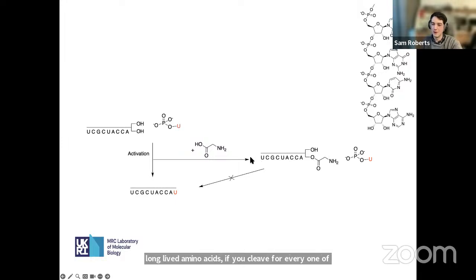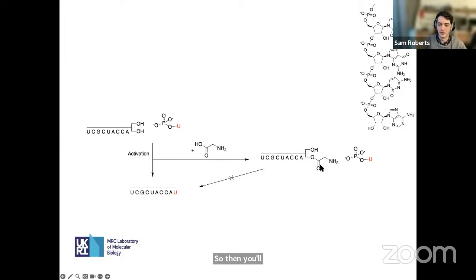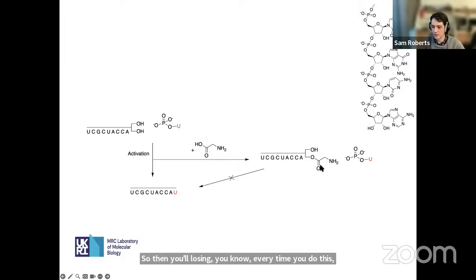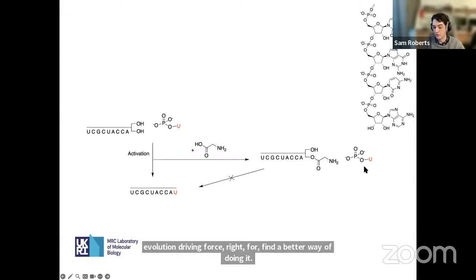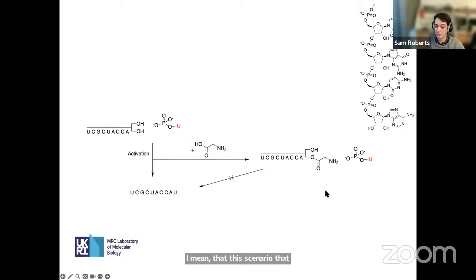So then you're losing, every time you do this deprotection, you're losing 50% of your RNAs. Which I think would be enough to provide an evolutionary driving force, right, to find a better way of doing it. I mean, in this scenario, the driving force could just simply be a ribozyme that does that deacylation more effectively, and that would be another way of doing it. But we're thinking about how you get, not about whether this is real. We're thinking about scenarios that let you get to transpeptidation.